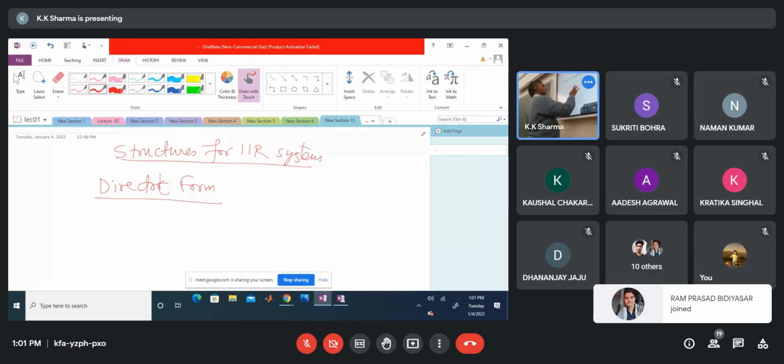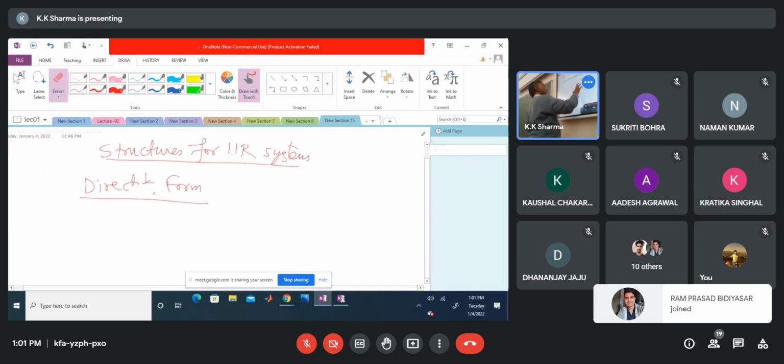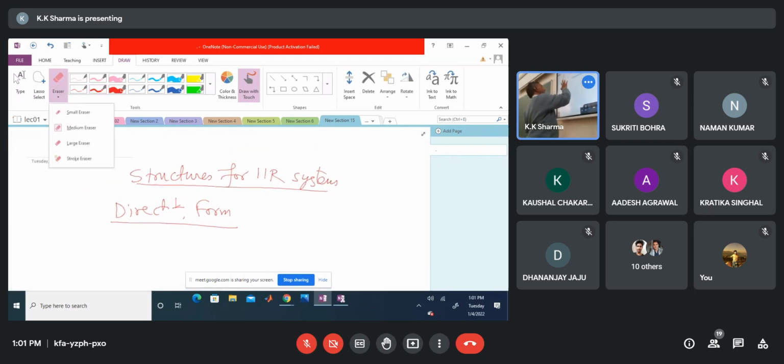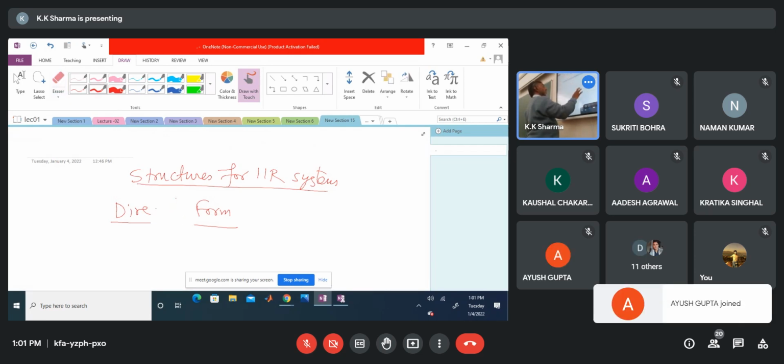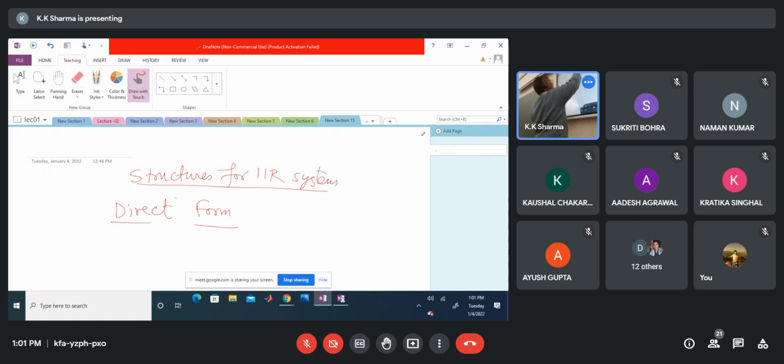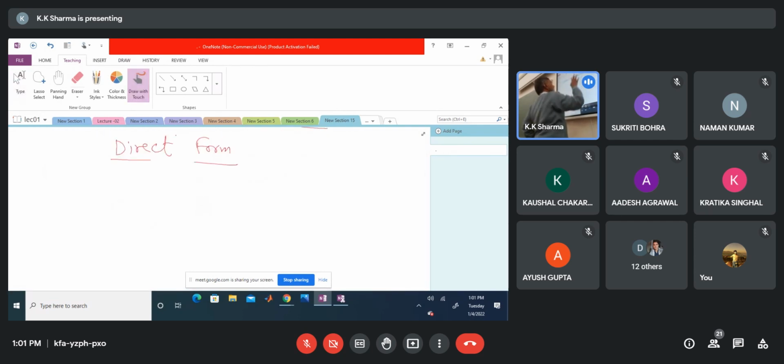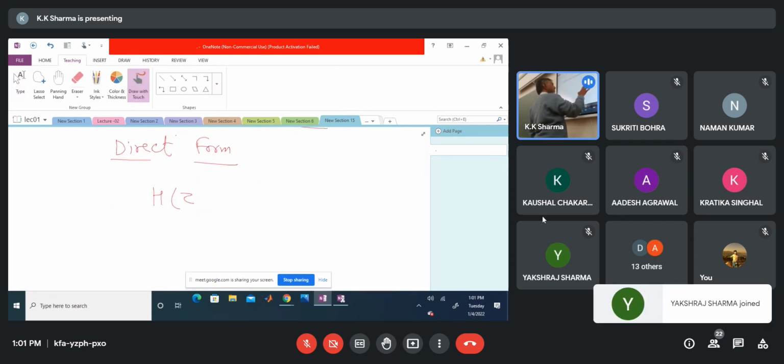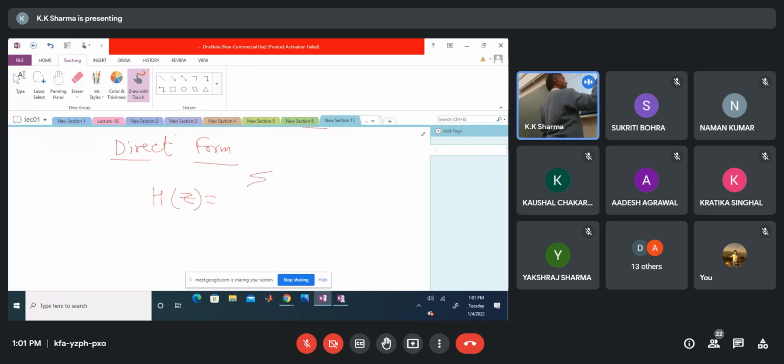Direct form structure. And if you remember, the transfer function for IIR systems will contain both poles as well as zeros.